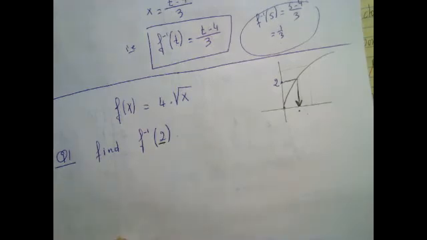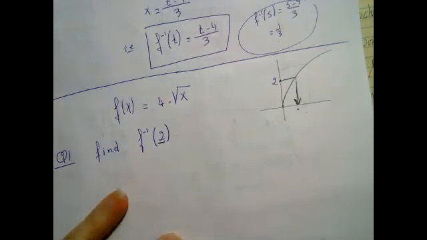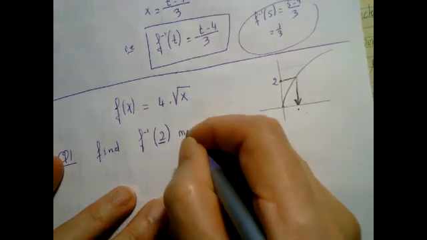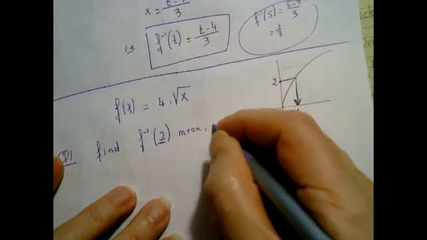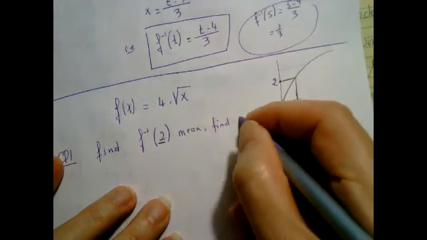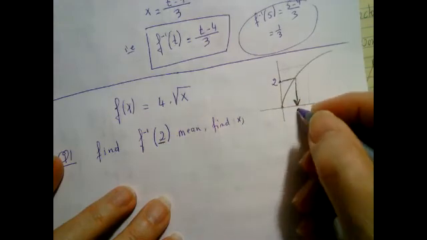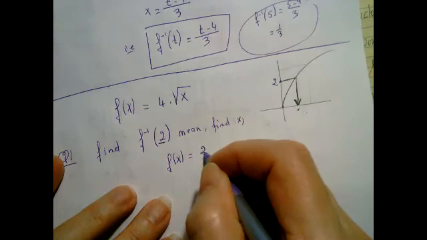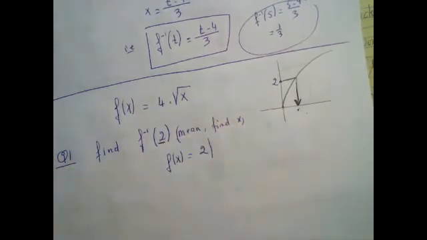Anybody else? Okay. More? Okay, let's do it together. So find f inverse of 2. First, what does it mean? It means we need to find the value of x, the input value, such that f of x equals 2. So first, put in front of you what you want to do.